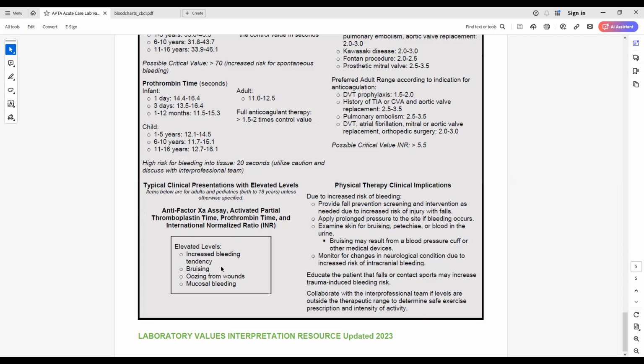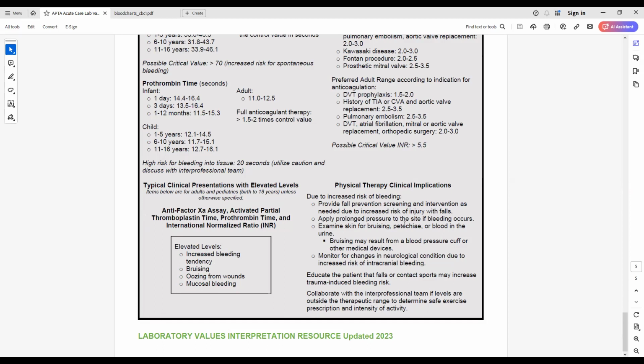Elevated levels will be associated with increased bleeding tendency, bruising, oozing from wounds, and mucosal bleeding. And there are some physical therapy clinical implications. Due to the increased risk of bleeding, we need to provide fall prevention screening and intervention as needed due to increased risk of injury with falls.